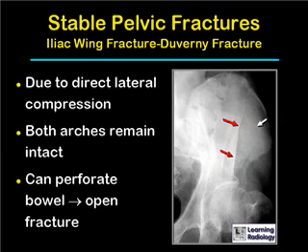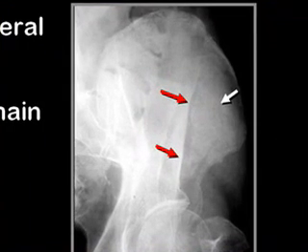Iliac wing fractures are also called DeVerney fractures. They are usually due to direct lateral compression of the pelvis, such as occurs in an intersection accident. Both the anterior and posterior arches remain intact in such fractures. They can lead to perforation of the bowel, which represents then an open fracture and is more prone to complications. The red arrows are pointing to the fracture of the iliac wing, to which the white arrow is pointing.